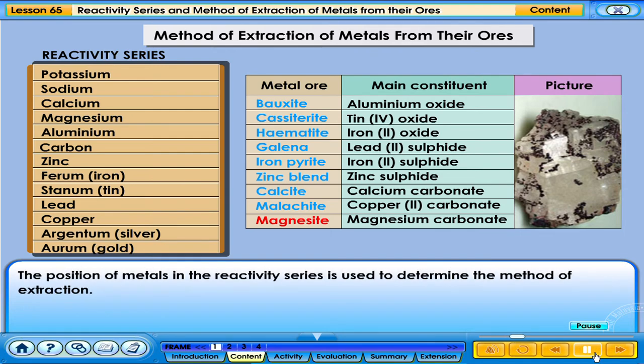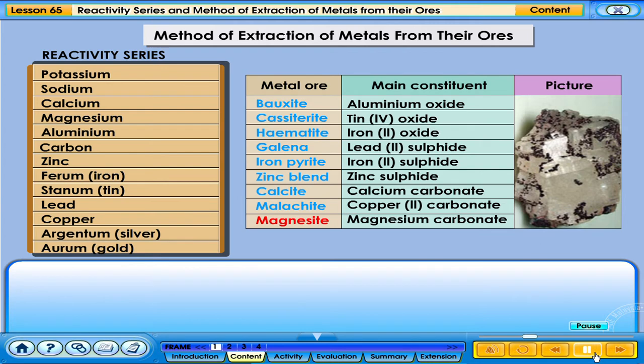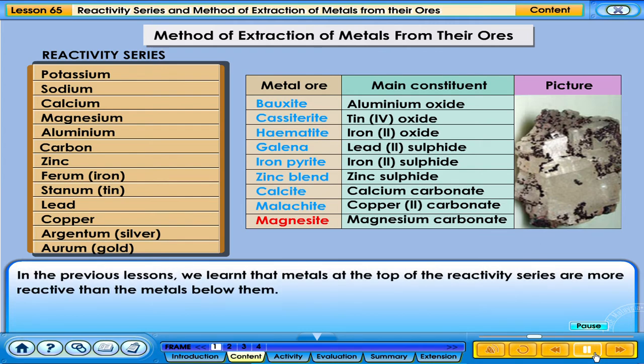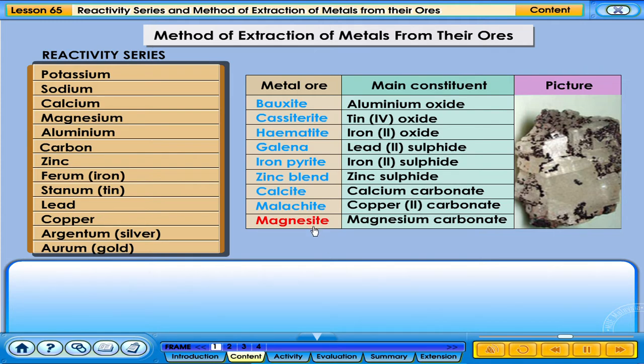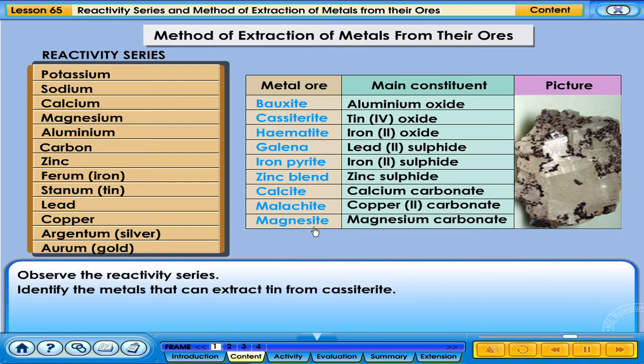The position of metals in the reactivity series is used to determine the method of extraction. In the previous lessons, we learned that metals at the top of the reactivity series are more reactive than the metals below them. Metals at the top of the series will be able to extract metal below it from its metal oxide. Observe the reactivity series. Identify the metals that can extract tin from cassiterite.